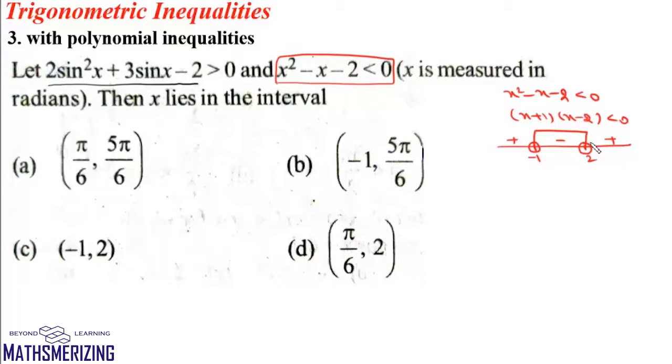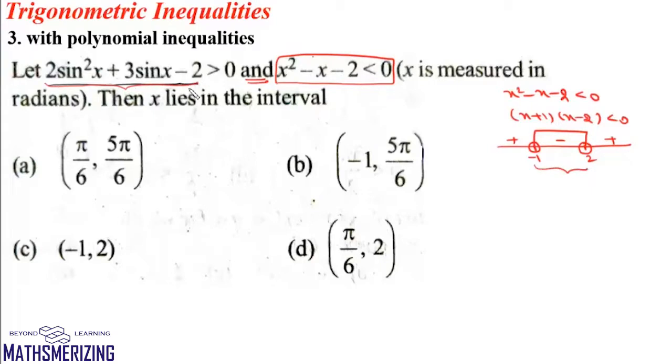Now the reason we have solved this algebraic inequality first is when we are looking at this condition, which is "and", that means we have to take the intersection of these two conditions. Which simply means we have to find the solution to the first inequality just within this region, which is from −1 to 2.